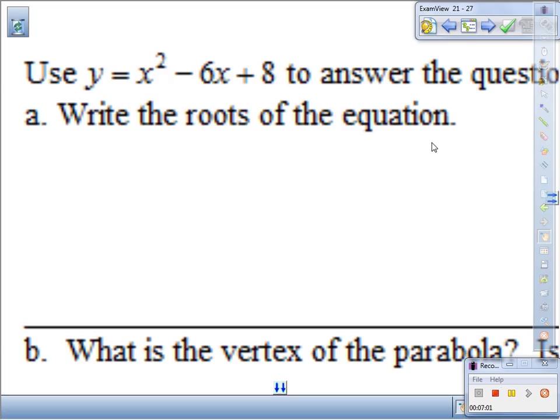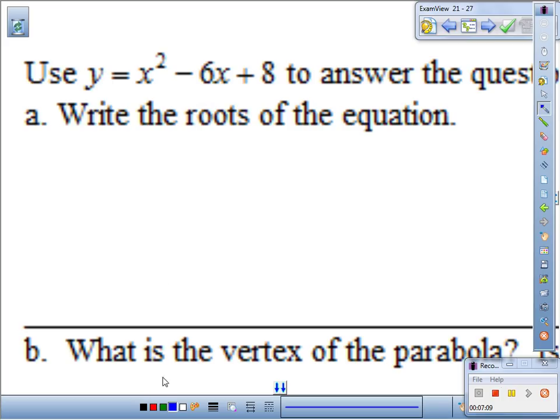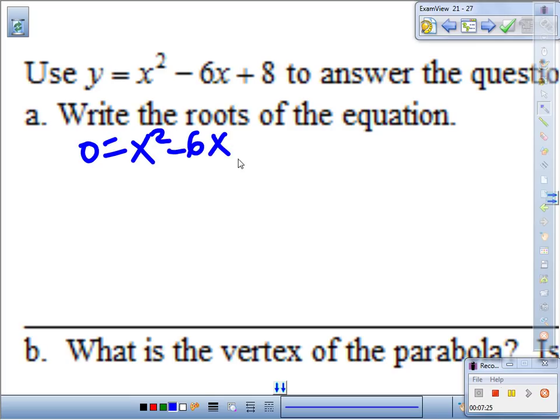Yeah, write the solutions, x-intercepts, and so on and so forth. All right, so to get started, what is the first thing we do here? Zachary. Equal to 0. So we do 0 equals x squared minus 6x plus 8.